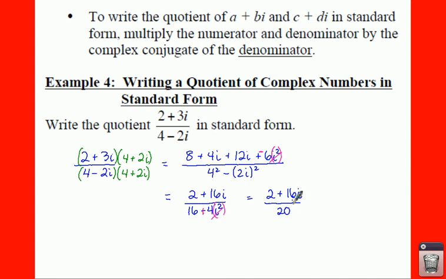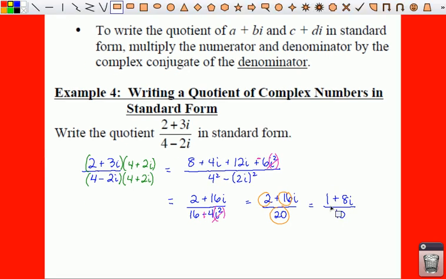And some of you will stop there and I will say, ha ha! That's not right. Because you have a 2, 16, and a 20. And all of them can be divided by 2. So it must be reduced into lowest terms, which will give you a 1, not plus or minus, just plus. 1 plus 8i all over 10. And that is how you write an equation in standard form.